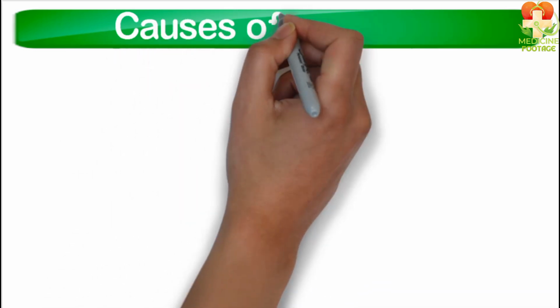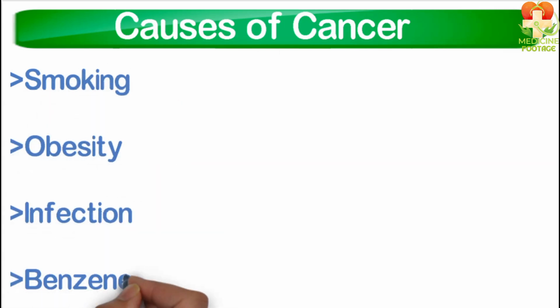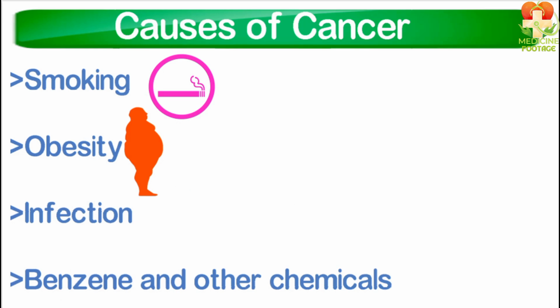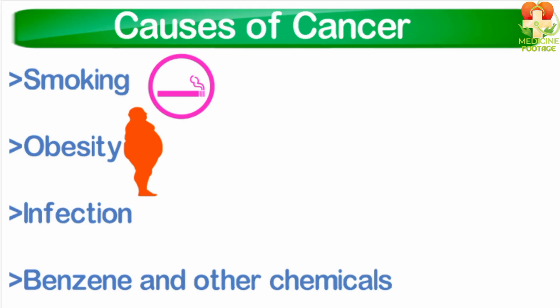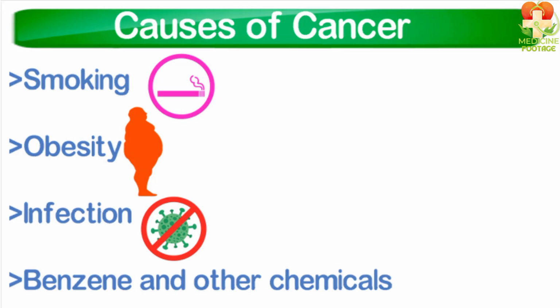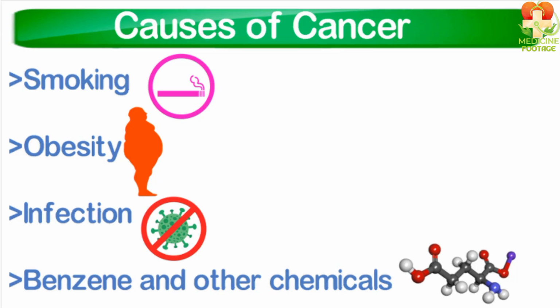Now, let's move on to the causes of cancer. What things cause cancer? Students, these are all the things which I will tell you now. All these things cause cancer. First, smoking. Those who smoke have higher chances of cancer. Number 2, obesity. Those who are obese have higher chances of cancer. Number 3, infection. Those who get infections, it is possible cancer happens because of it. Number 4, benzene and other chemicals. Those whose body or skin interacts with such chemicals have increased chances of getting cancer.